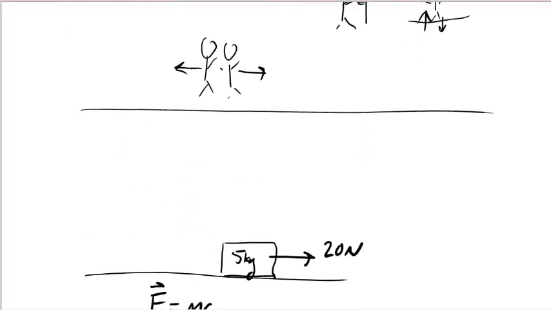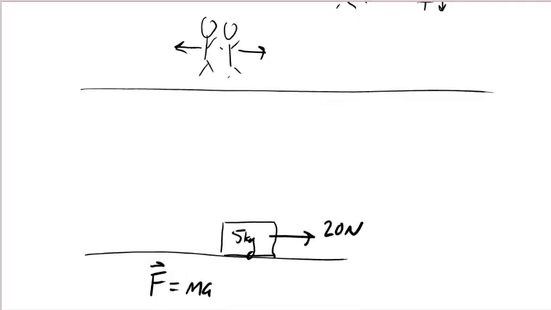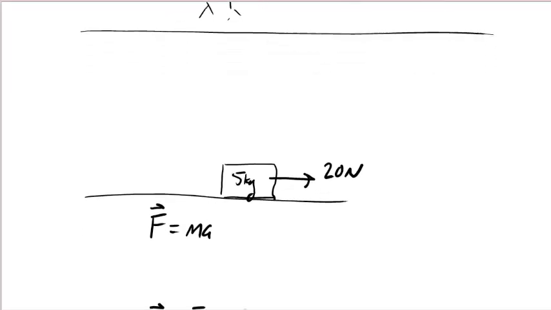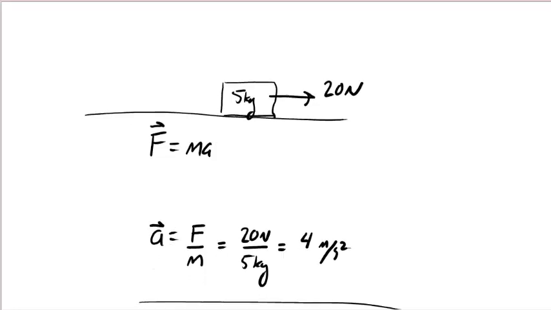So if we look at an example, if an object feels a force of 20 newtons and it's 5 kilograms, then we can calculate the acceleration from Newton's second law using F equals ma. We rearrange to solve for acceleration. We divide the force by the mass, we get 4 meters per second squared. And so that is the acceleration the object feels.